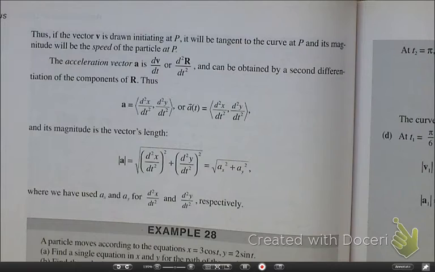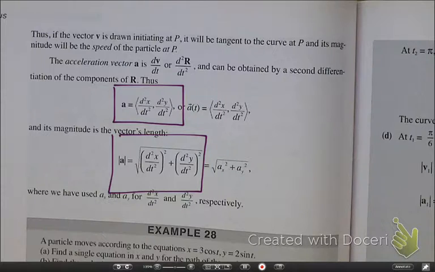It says the acceleration vector A is the derivative of the velocity vector, just like back in regular calculus. So you have this formula, the second derivative of x with respect to t and the second derivative of y with respect to t, to find the acceleration vector. Its magnitude is the vector's length. Again, same thing with the Pythagorean theorem that you square rooted to find the length of the acceleration. They use r for position, v for velocity, and a for acceleration.